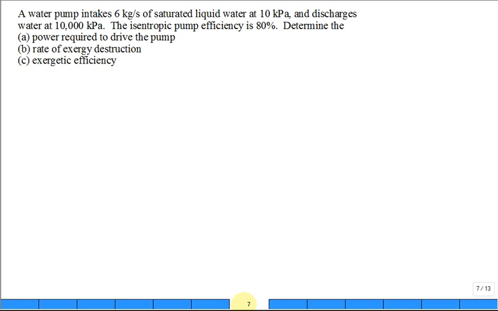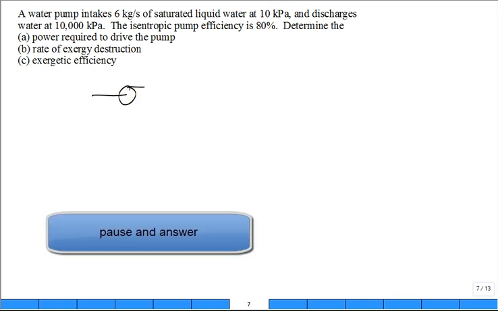So we have a water pump. It intakes 6 kilograms per second of saturated liquid water at 10 kPa. So there's the pump. I'd like to ask a lot of questions. Is that absolute pressure or gauge pressure, 10 kPa? Absolute or gauge? How about I pause, I walk around, you answer, you write that down on your sheet of paper. You tell me.